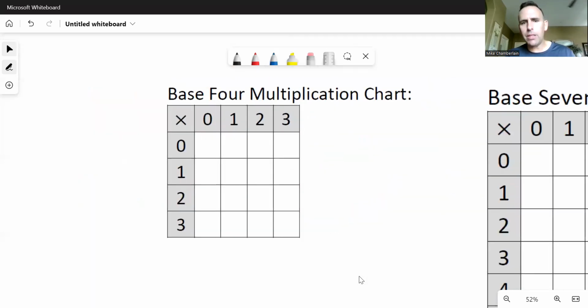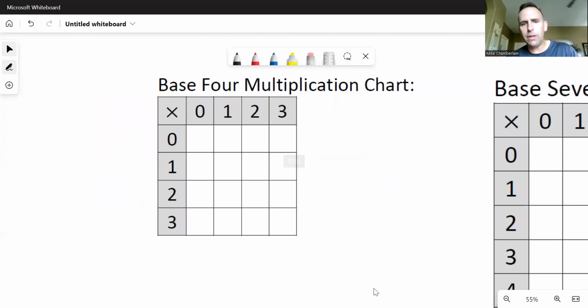I'm going to look at bases 4 and 7 just to get a sense of it. By the way, I want to say this right now. You don't need to memorize these. Of course, these facts wouldn't help you later in life. But if you do not know all of your base 10 chart, you would want to work on that.